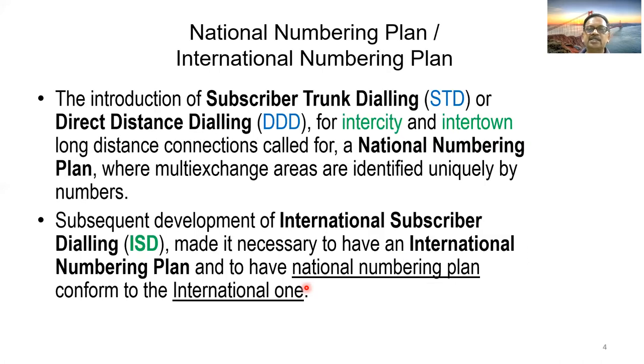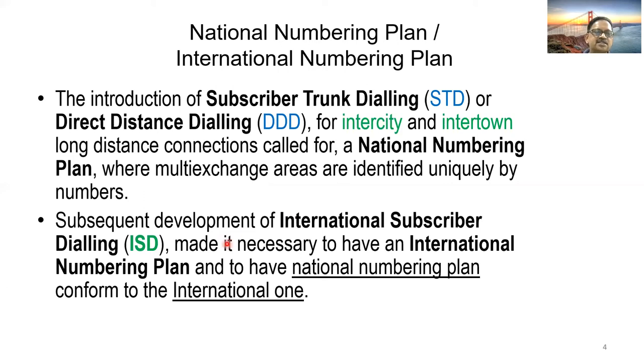Now let us discuss the national numbering plan and the international numbering plan. How do we give the national numbering plan within the country, and how do we use the numbering scheme for international dialing? The introduction of subscriber trunk dialing, STD, or direct distance dialing for intercity and intertown long distance connections called for a national numbering plan where multi-exchanges are identified uniquely by numbers. So for the introduction of STD calls, there was a necessity for a national numbering plan, with each town identified by one STD code, as we are all aware of now.